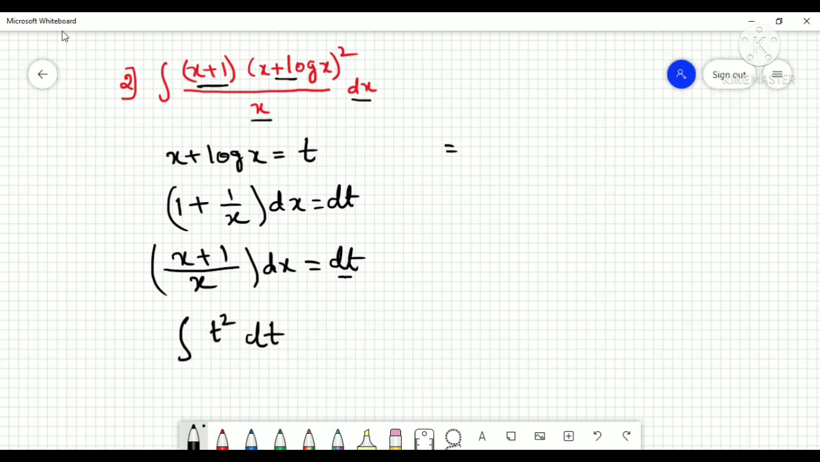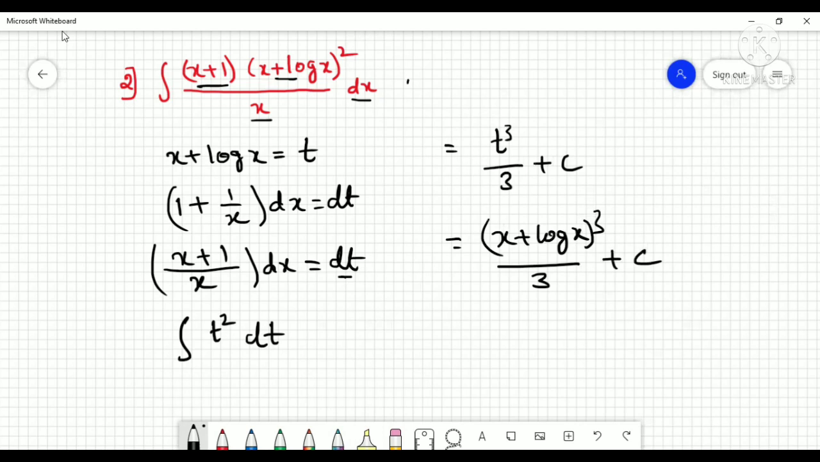Now, the integration of t squared is t cube by 3 plus c. What is the t value? It is x plus log x, whole power 3 by 3, plus c. This is the value of this one. Okay, let me move on to the next one.